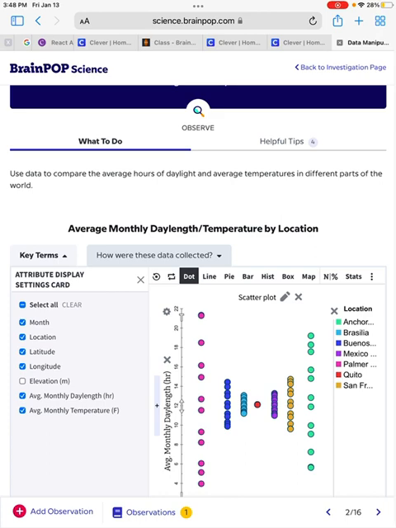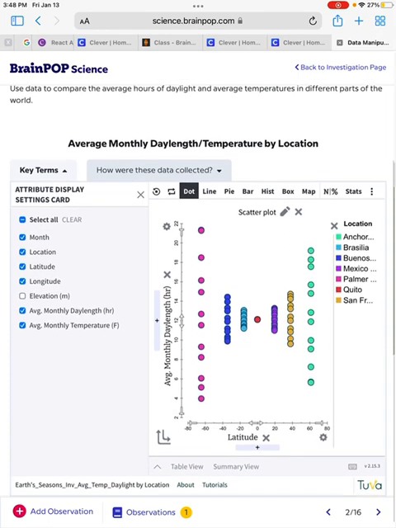But the title is Average Monthly Day Length Temperature by Location. So I know what day length is. There are 24 hours in a day. Day length is just the amount of light that happens during the day. I also know what temperature is. It's the amount of heat that we feel. So we measure that here in the United States in degrees Fahrenheit. I also know that location just means place.